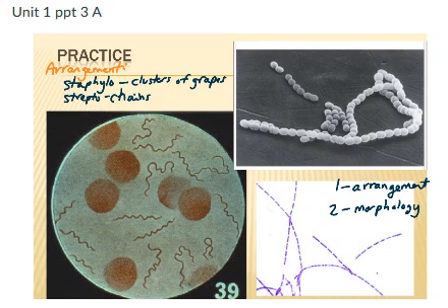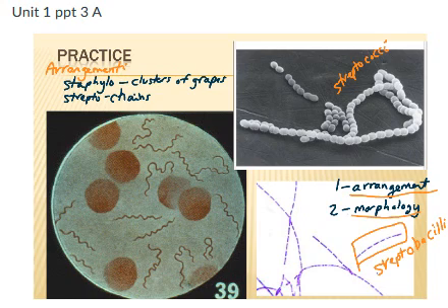So if you take a look at this picture here on the bottom right, you have an arrangement of chains. So this has to be strepto. And then notice those are rods. The term for rods is bacilli. So this particular picture represents streptobacilli. Here up top, if you look at the arrangement first, it's also chains. So this is strepto, and these are little round balls. So it's streptococci.